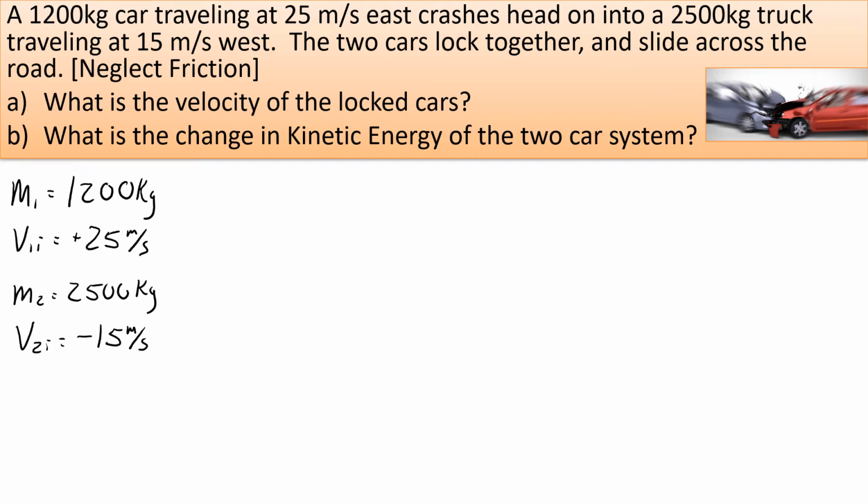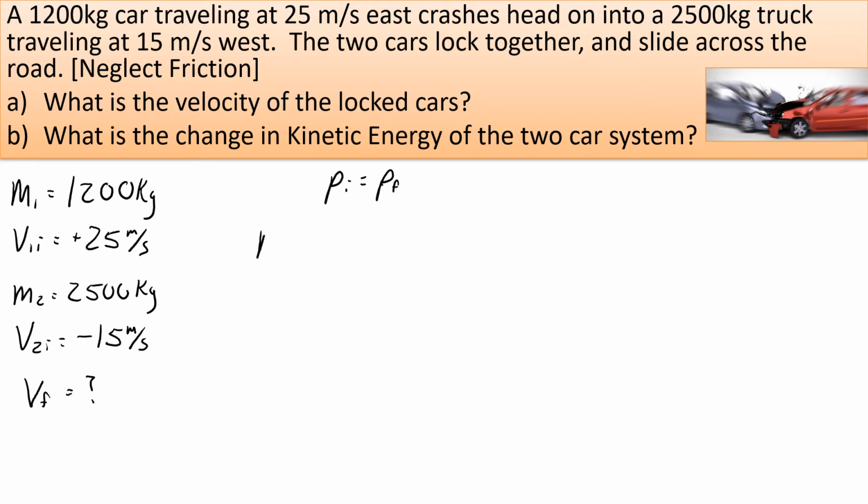Then it says, what is the velocity of the locked cars? Since they're locking together, there's only one final velocity, VF. We don't have to do V1F and V2F because they're moving with the same velocity. So what is that final velocity? Okay, well, we can use conservation of momentum.